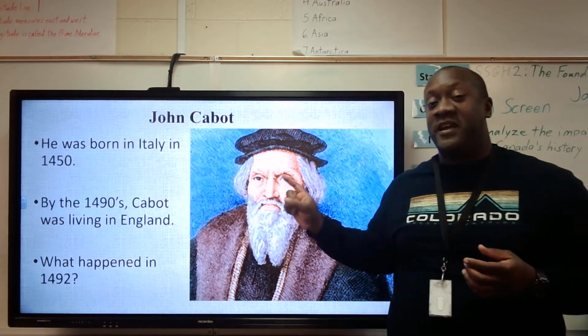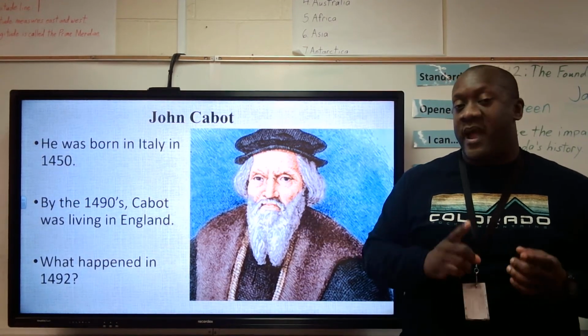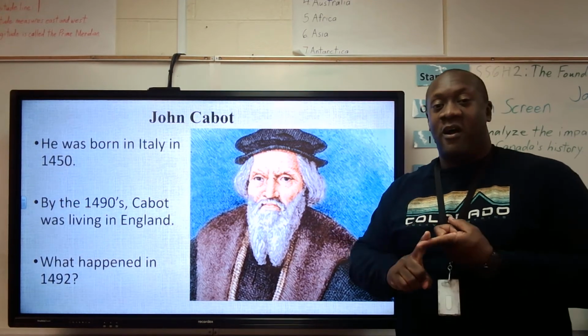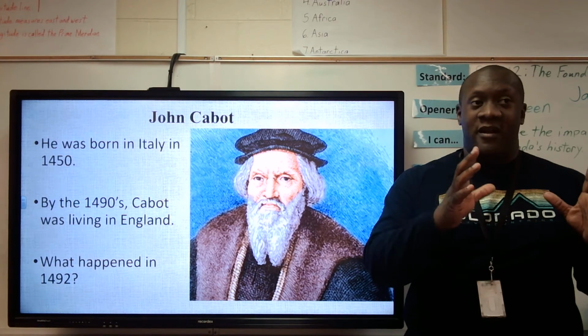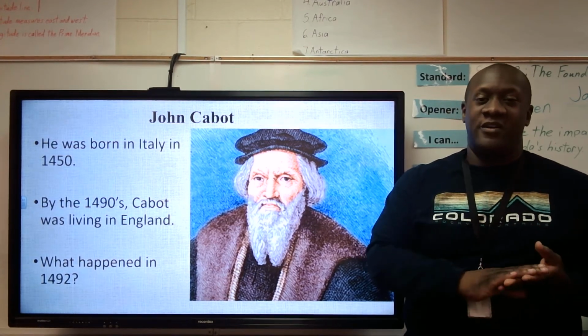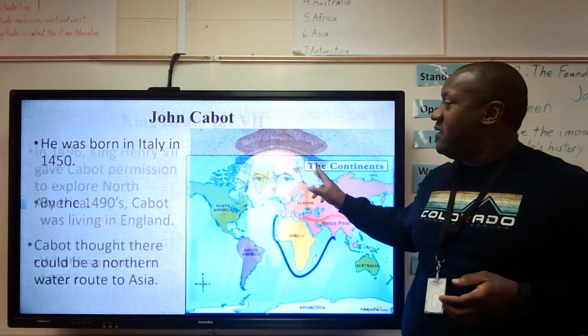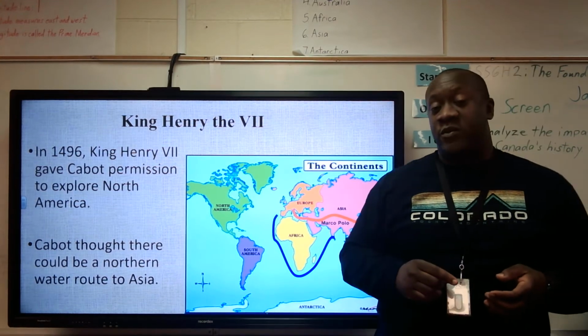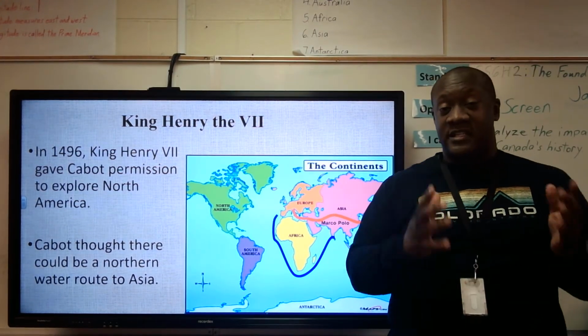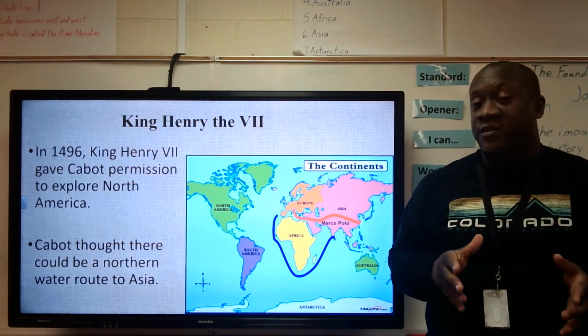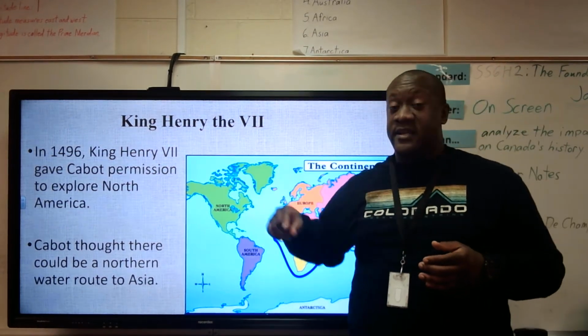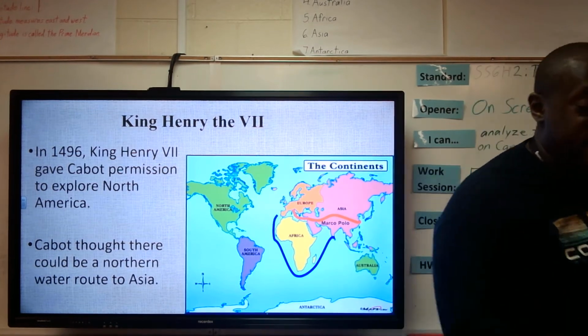And with Cabot living in England, he is going to ask permission of the King of England to be able to go and explore this area of North America under the English flag. So when he goes in 1496 to King Henry the VII, he gets permission. Now Cabot is thinking, and a lot of people were thinking at this time, because remember, 1496, that's only 4 years.